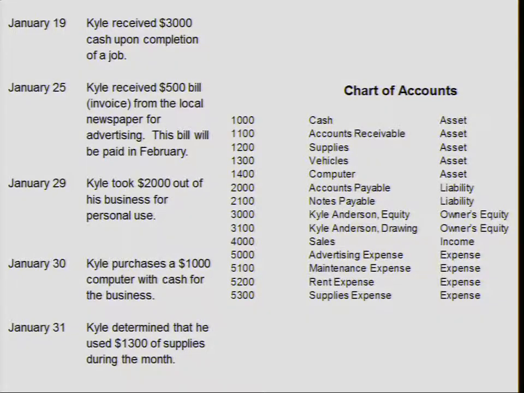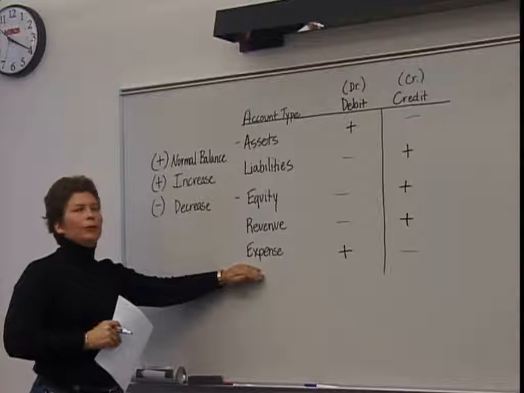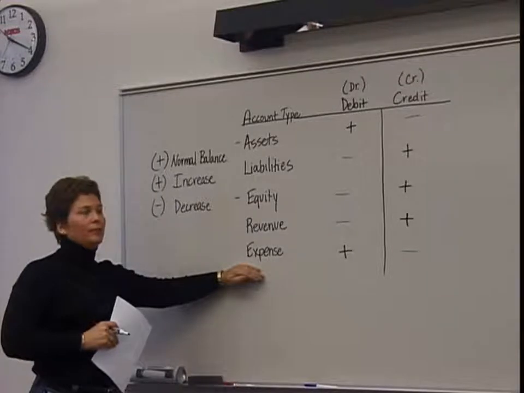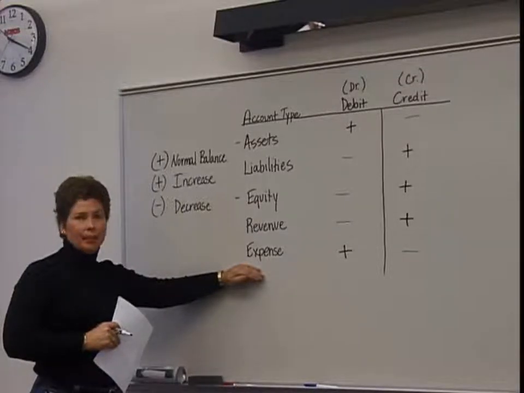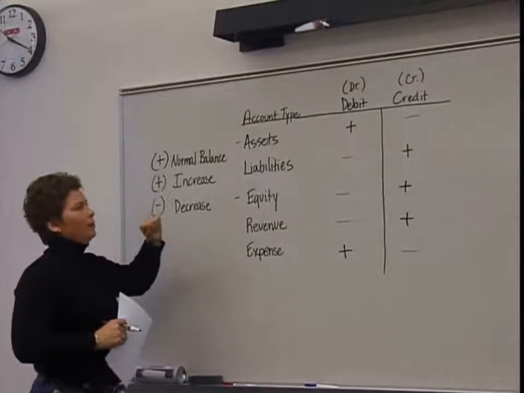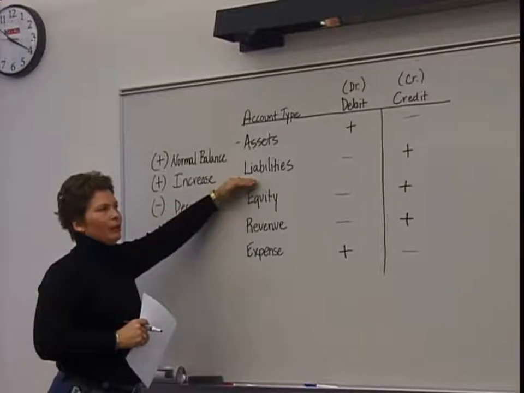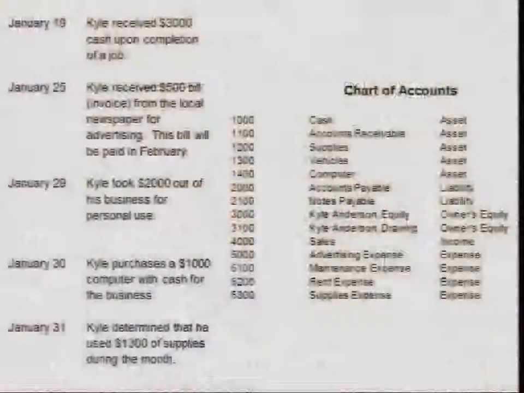If we get a bill from the local newspaper, we're going to use an expense account. And the expense account we will use from your chart of accounts is account number 5,000, advertising expense. That will be increased. Now, to show that we're going to pay for it in February, we're not going to take it out of cash. We're going to take it out of our liability account called accounts payable, which will be increased with a credit.